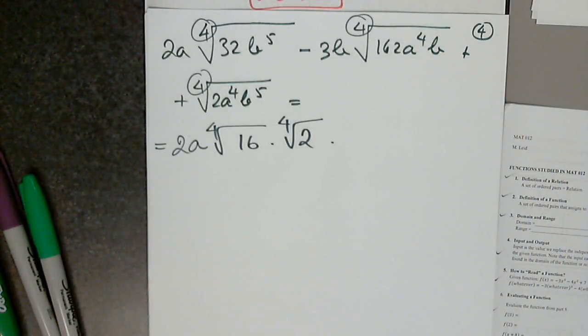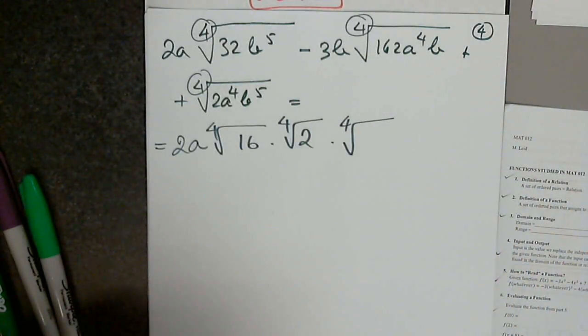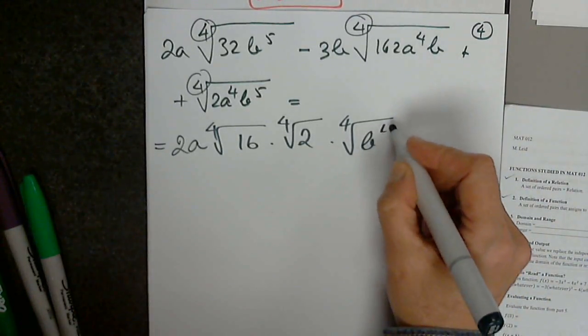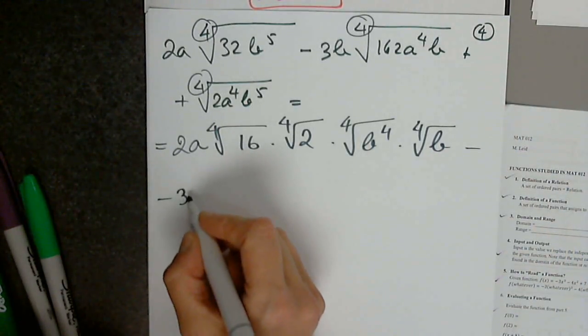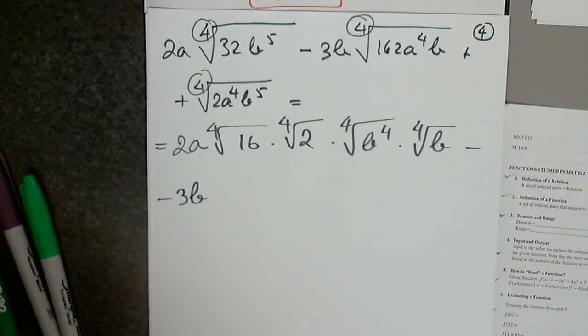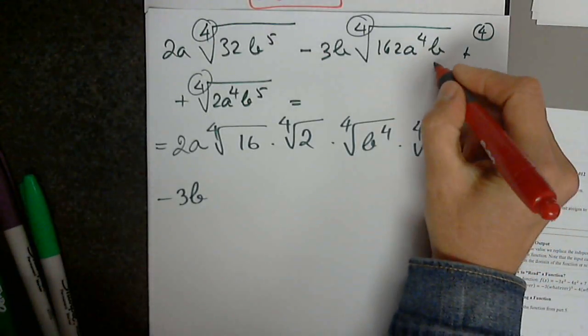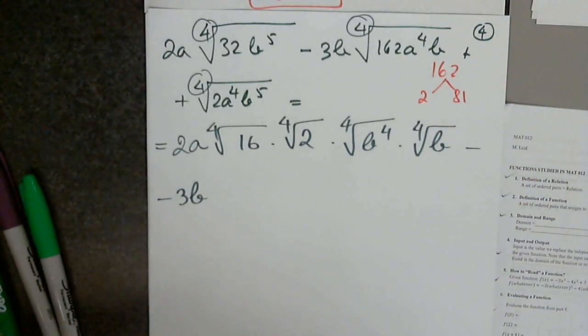Now what do I do with b to the 5th? Because 5 is greater than 4. So that's not fully simplified. So that is the 4th root of b to the 4th, very good, times the 4th root of the remainder, which is b, minus, I got to the second radical. I have no idea what 162 is. So I'm going to do a side calculation for 162. I know it's divisible by 2. It's an even number. And then I get 81.